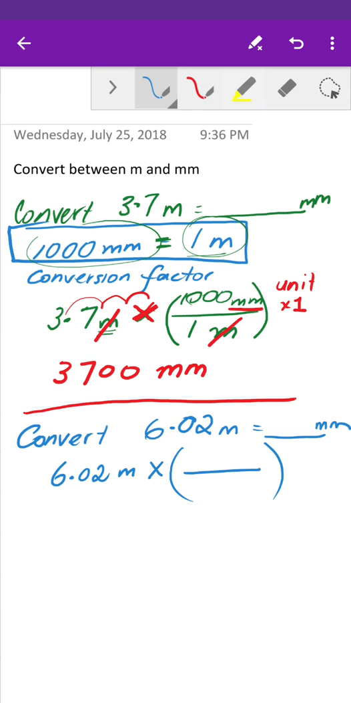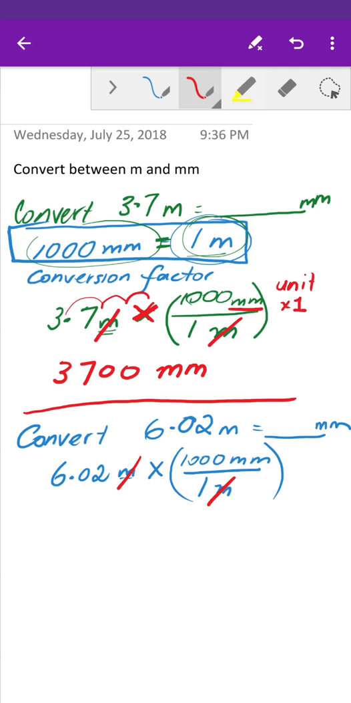I get my conversion factor. I put a number underneath. Because I've started with meters, I'm going to put 1 meter underneath. I'm going to put the 1,000 millimeters on top. Here we can cancel the meters. That's why we put it underneath, so we can cancel it.